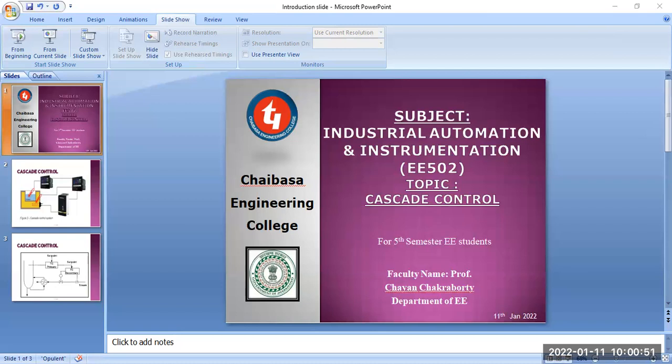Good morning, guys. Today our topic is cascade control. Cascade control means there are two loops. The first one is the primary loop, and the second one is the secondary loop. Within these two loops, the primary loop works on a particular control system, and then the secondary loop works on the total overall process. So this is called cascade control.